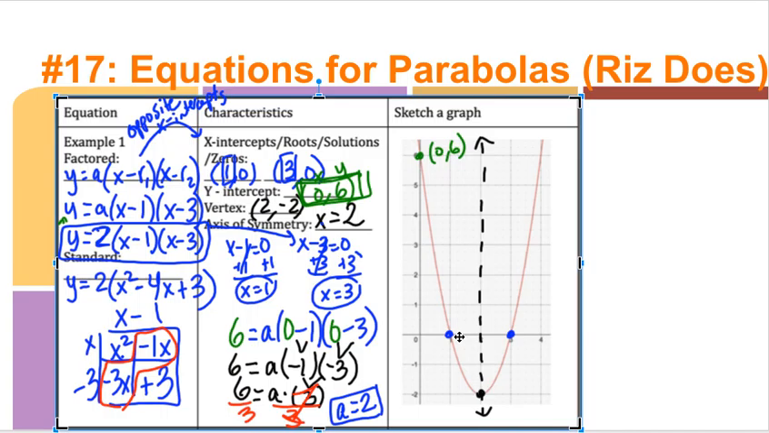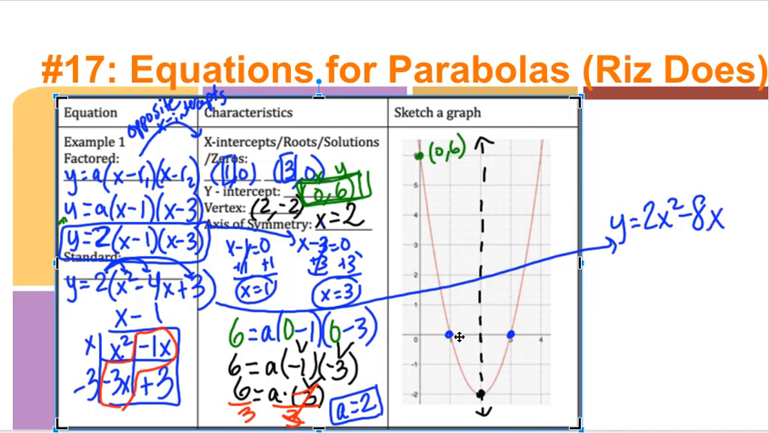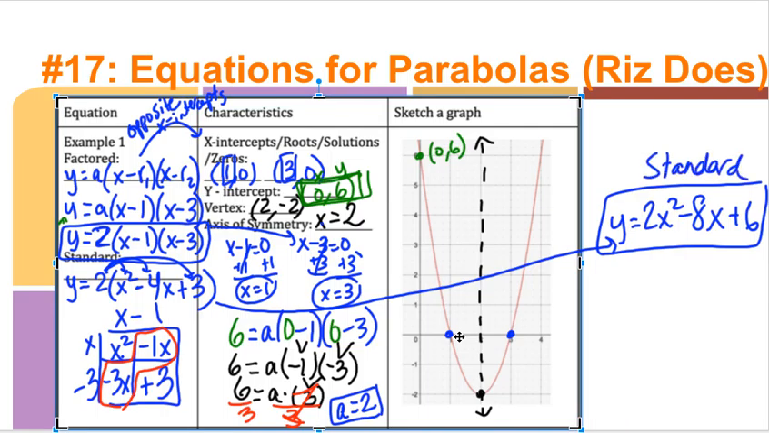Okay, and now that I have that, I can distribute the 2. I'm going to write it over here, just so you have a little bit more space. y is equal to 2 multiplied by x squared, that's 2x squared. 2 multiplied by negative 4x is negative 8x. And 2 multiplied by positive 3 is positive 6. So this is my standard form equation. And this is my factored form equation right here. Okay, let's move forward.